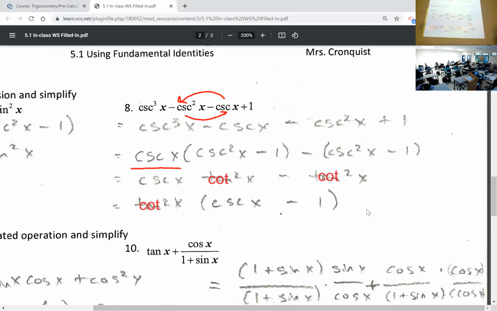I can factor out a cotangent squared x. And I'm left with cotangent squared x, and my term that's left is cosecant x minus 1. So I take something that was in the third power, reduce it to the second power. That's about as best as I can do. All right, again, I wouldn't do one that tricky to you on a test or anything.